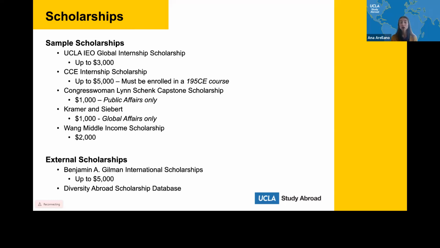In and of itself, our office offers the IEO Global Internship Scholarship, where students can earn up to $3,000, depending on the program, on the academic track you're enrolling in. For example, if you have the 185 CE course, there is a scholarship that students can earn up to $5,000. On our website, we also indicate external or federal options for scholarships, including the Gilman if you're a Pell Grant recipient. Strongly encourage you to consider applying to that program.